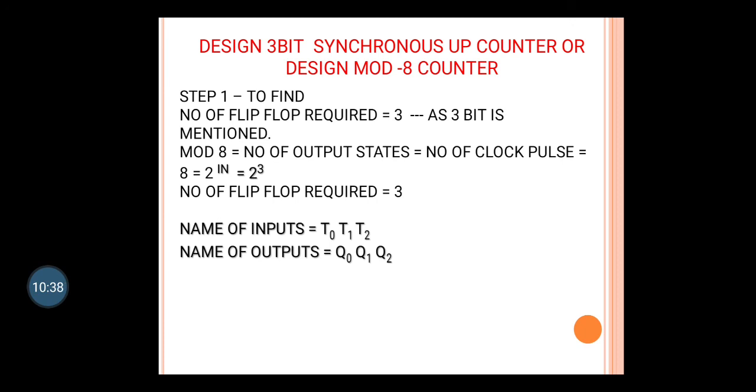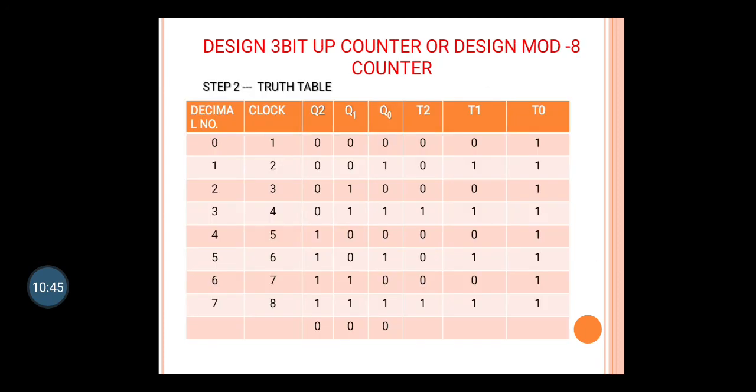Now in the truth table you have to mention Q0, Q1, Q2 as input and T0, T1, T2 as output. So in the truth table, first is the decimal number, then the clock, then Q2, Q1, Q0 as input. So 3 inputs, so 8 combinations, and 8 combinations afterwards. Since the counter is going to count, the initial state is 0, 0, 0, then 0, 0, 1, 0, 1, 0, and so on, and the last state is 1, 1, 1, then again it will repeat to 0, 0, 0, that is written down here. Then T2, T1, T0 are the outputs.